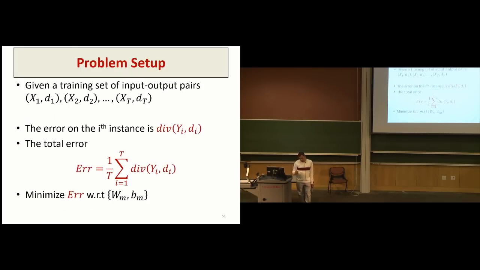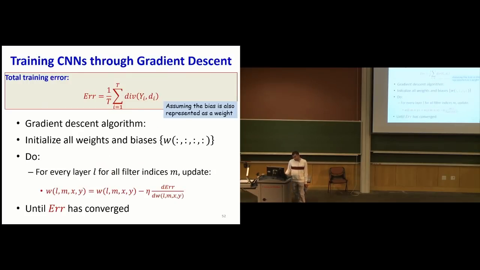So here is the problem set up again. You wouldn't be given just one training input. You're going to be given collections of inputs, several images and their labels, for instance. Each of these is going to be passed through the network, resulting in an output. And then for each of these, you can compute a divergence. You compute the average divergence over this collection of inputs. And this is what you're going to try to minimize with respect to the parameters of the network, namely the parameters of the filters and any biases that the filters might carry.